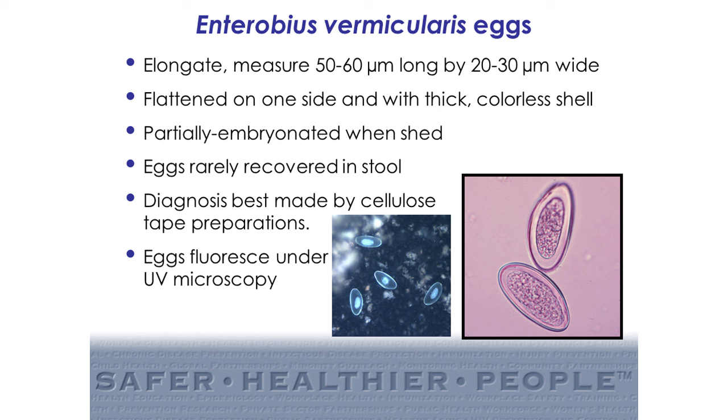Pinworm eggs are elongate. Their size measurement is 50 to 60 micrometers long and 20 to 30 micrometers wide. Typically, they are flattened on one side. When shed in the perianal folds, they are partially embryonated, but they are not easily recovered in stool samples. The best way to diagnose pinworm is by cellulose tape preparations.